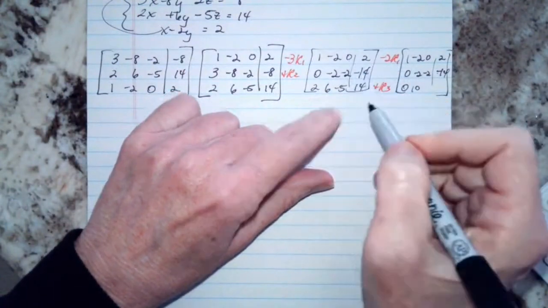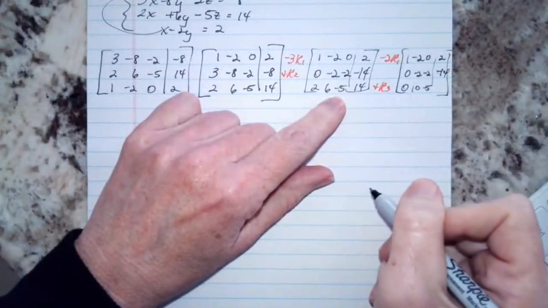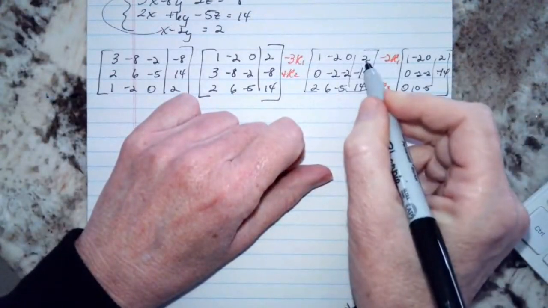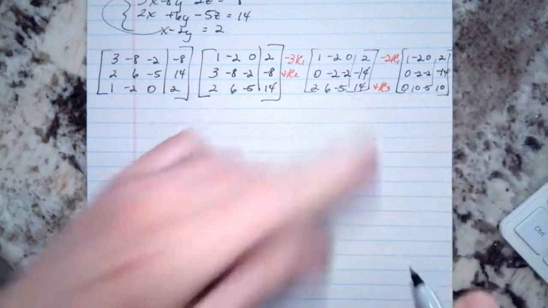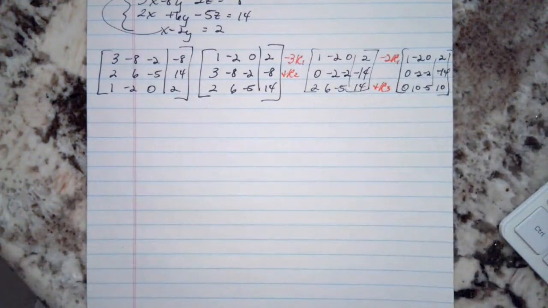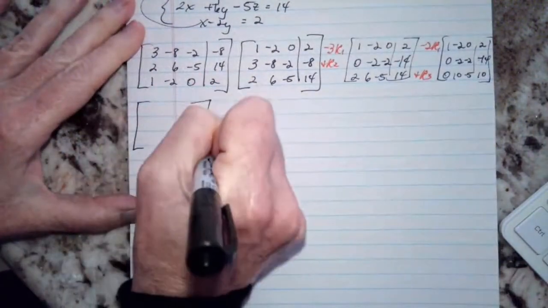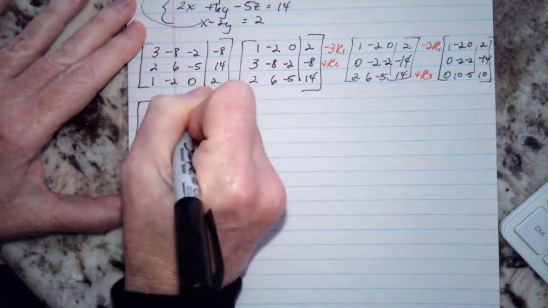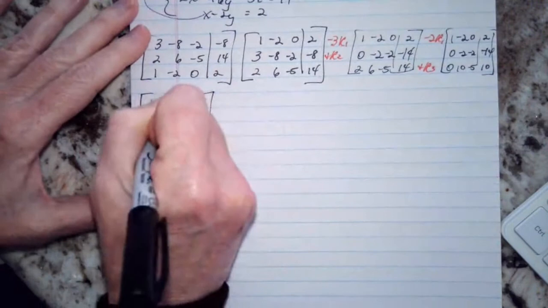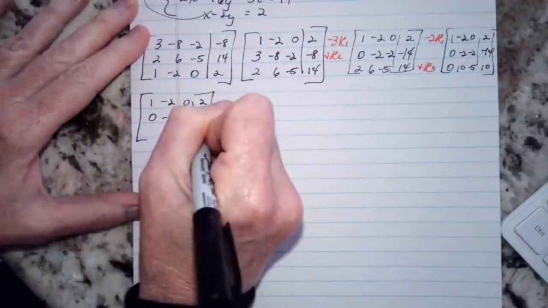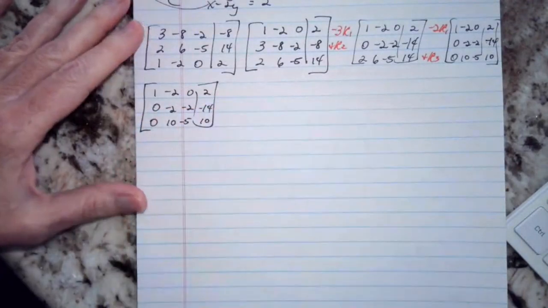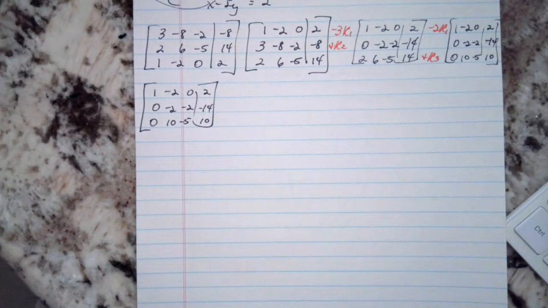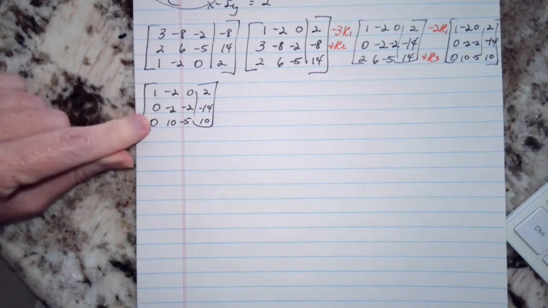Negative 2 times 0 is 0, plus negative 5. Negative 2 times positive 2 is negative 4. Negative 4 and 14 gives us 10. You can miscopy right here and it throws everything off. So just be careful. Okay. One, zero, zero.